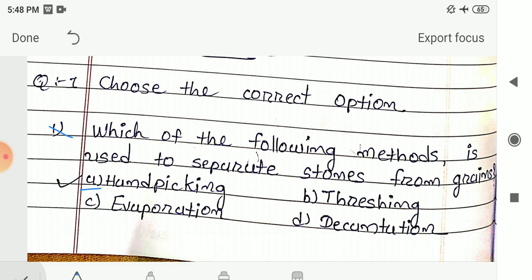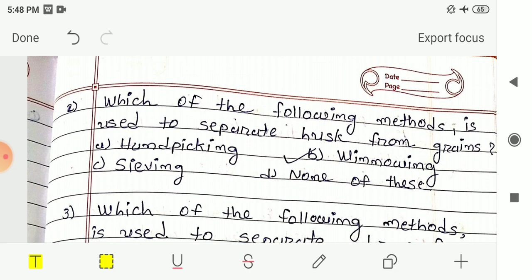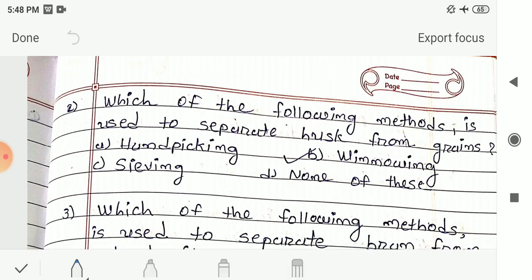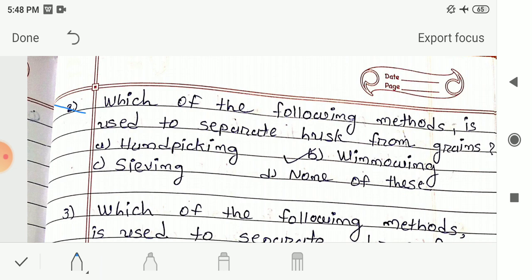Next, second number, which of the following methods is used to separate husk from the grains? Which method are we using to separate only husk from the grains? The options are given to you, that is hand picking, winnowing, sieving and none of these. So here the answer is given to you, that is winnowing.